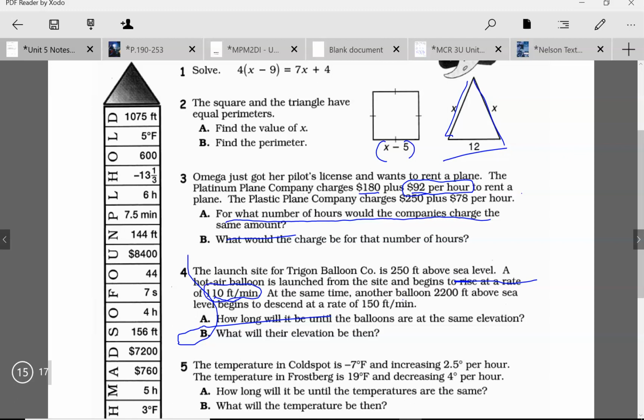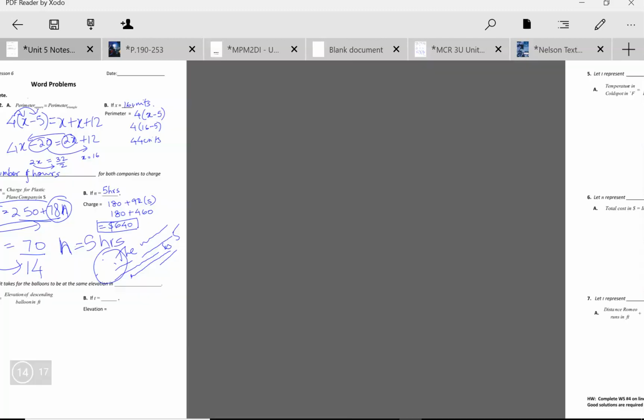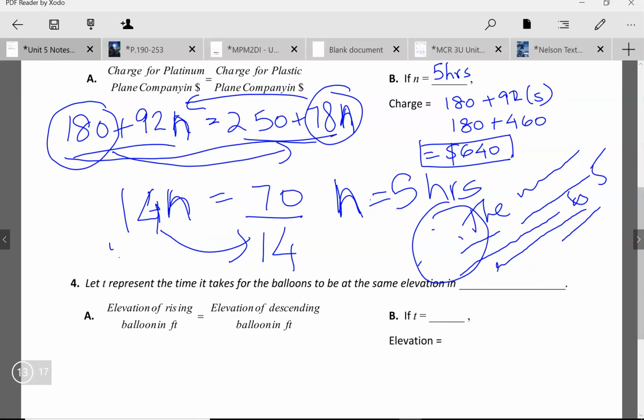At the same time, another balloon 2,200 feet above sea level begins to descend at a rate of 150 feet per minute. Whenever you see this per, it's a good sense that we probably have to multiply that number by something. And the question is, how long will it be until the balloons are at the same elevation? So again, let t represent the time it takes for the balloons to be at the same elevation.